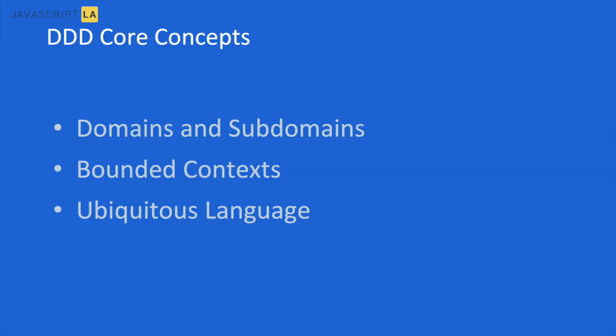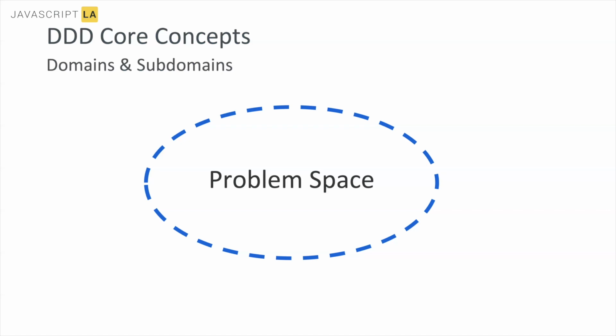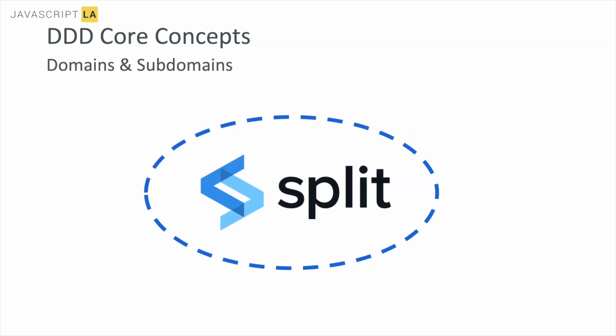Now there are basically 3 core concepts that are pretty central to how you think about it as well. The first one, which we think about the most, is domains and subdomains. A domain is really just a problem space. It can be any problem space. For example, Split is a domain, right? Our entire company, all of what we do, is a domain.